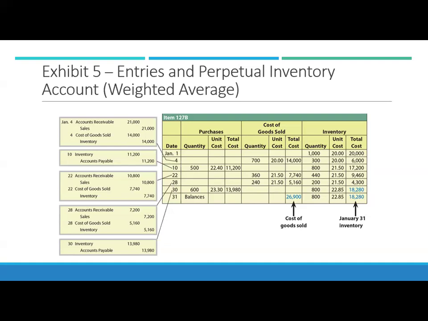So then we purchase another 600 units at $23.30. And that is 13,980. And so our ending inventory balance is 18,280. That's going to be our ending inventory. But the unit cost for our ending inventory, we have to divide it by the remaining units, and we get $22.85.